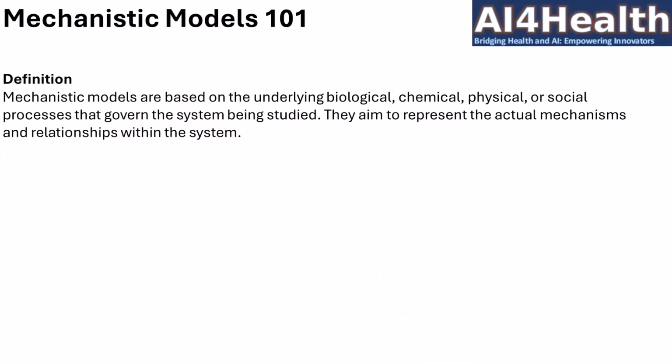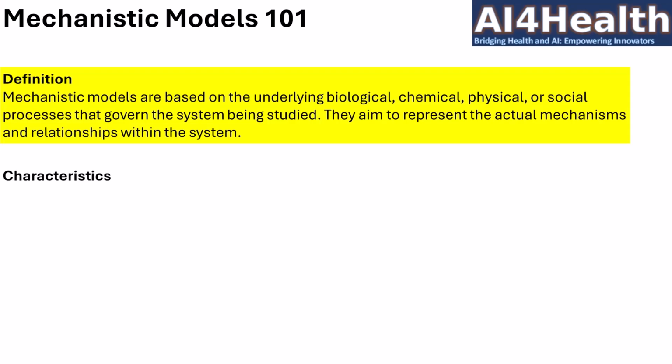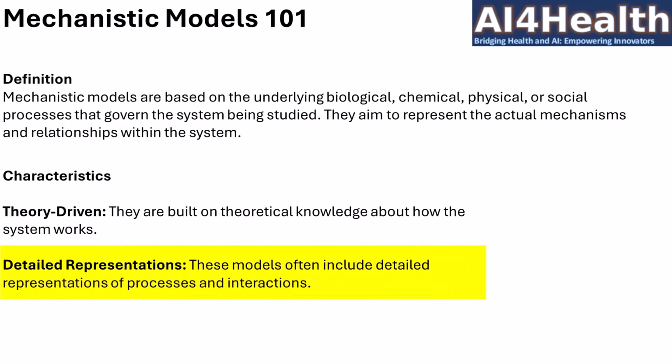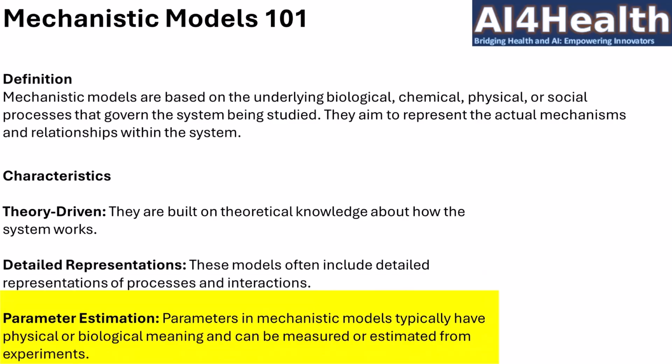Mechanistic Models 101. Mechanistic models are based on the underlying biological, chemical, physical, or social processes that govern the system being studied. They aim to represent the actual mechanisms and relationships within the system. Some of the key characteristics of mechanistic models are: they are theory-driven, so they are built on theoretical knowledge about how the system works. These models often include detailed representations of processes and interactions. And the parameters in mechanistic models typically have physical or biological meaning and can be measured or estimated from experiments.